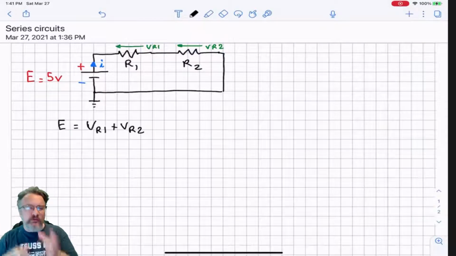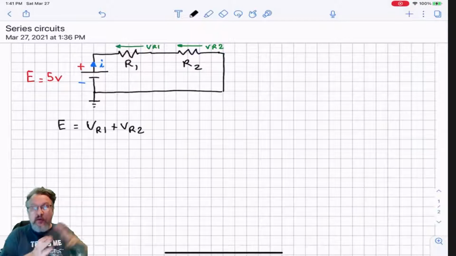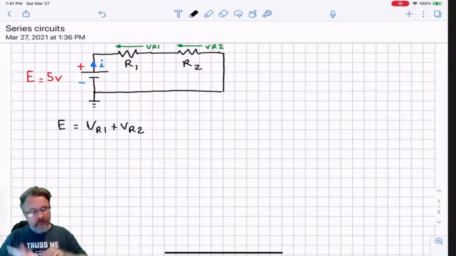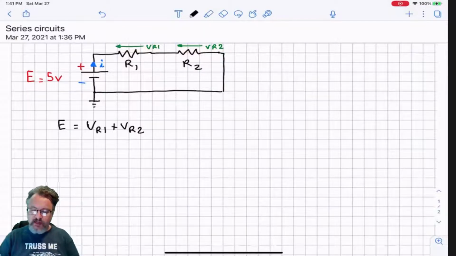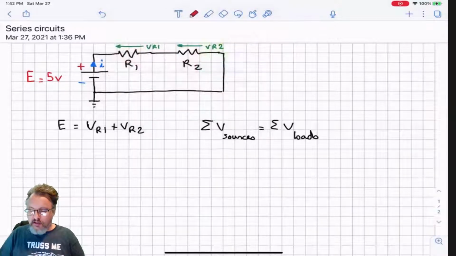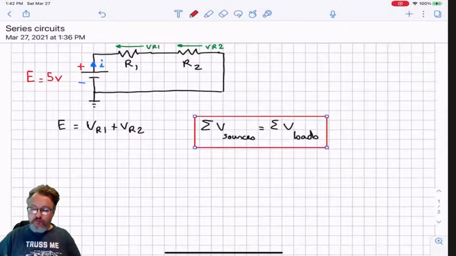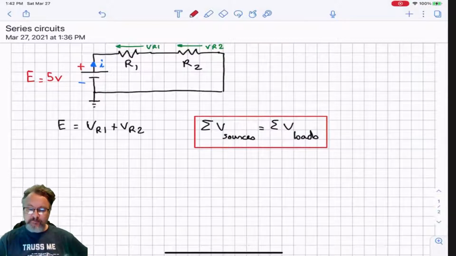So all the resistors, light bulbs, speakers, all of this is the load. It's what uses the electricity. And the batteries, the power supply, those are the sources. So we can generalize this little formula right here by saying that the sum of the voltage of the sources is equal to the sum of the voltage of the loads. Now this here is an important statement.